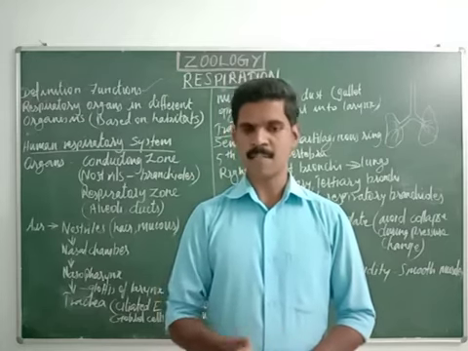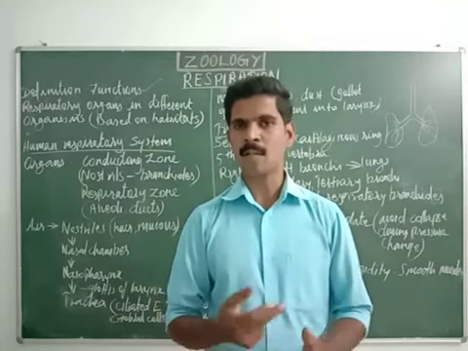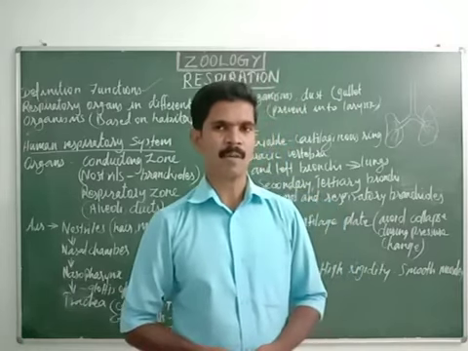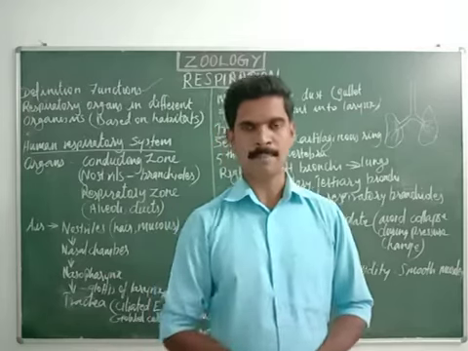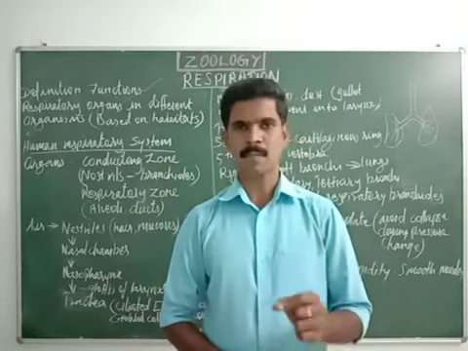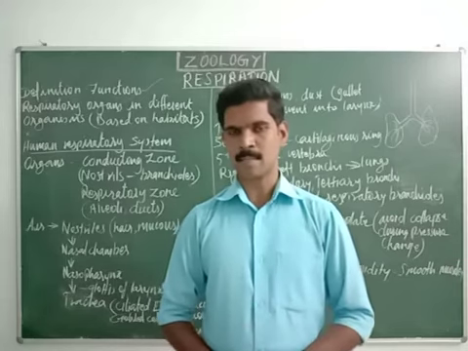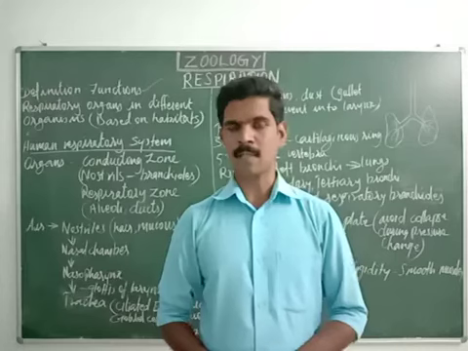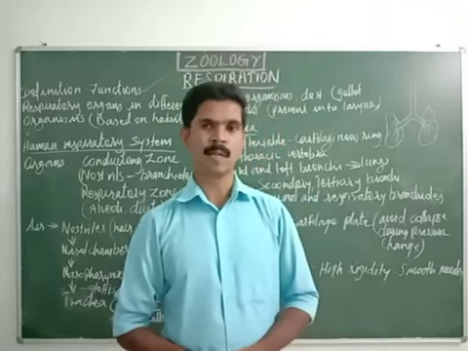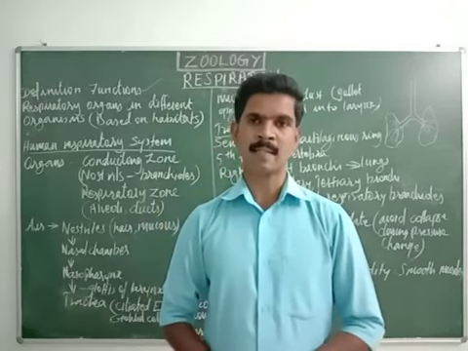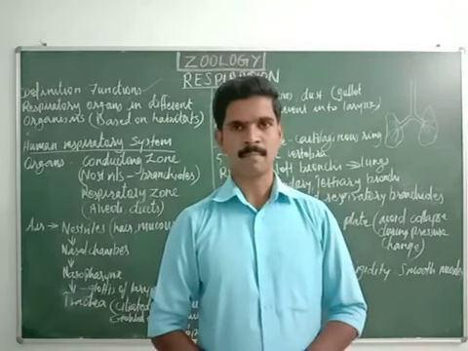Then the fishes and the aquatic arthropods. These organisms always live inside the water, so they are using gills. The gills are the respiratory organs present in the body of aquatic organisms. Then the mammals, for example human beings. In mammals, birds, and also amphibians, well-developed lungs act as the respiratory organ.